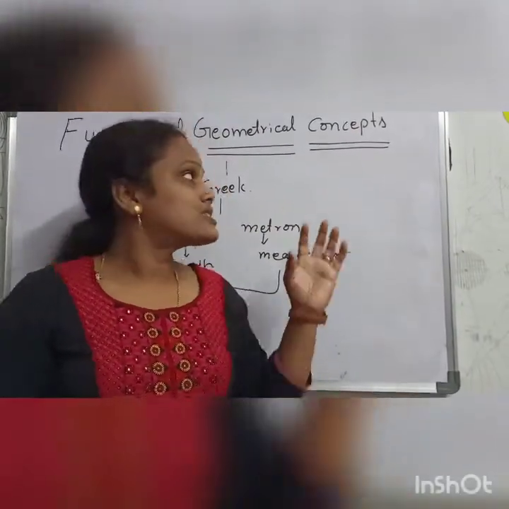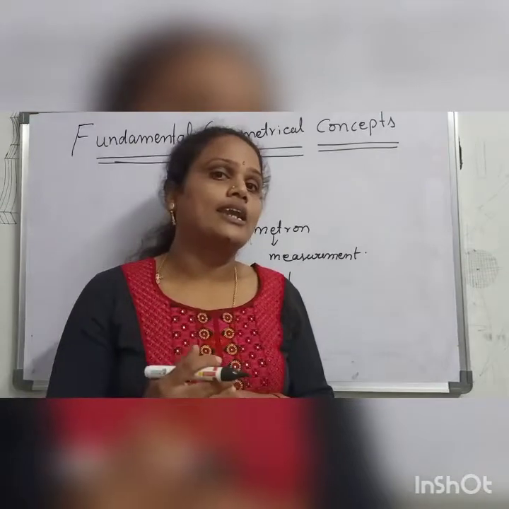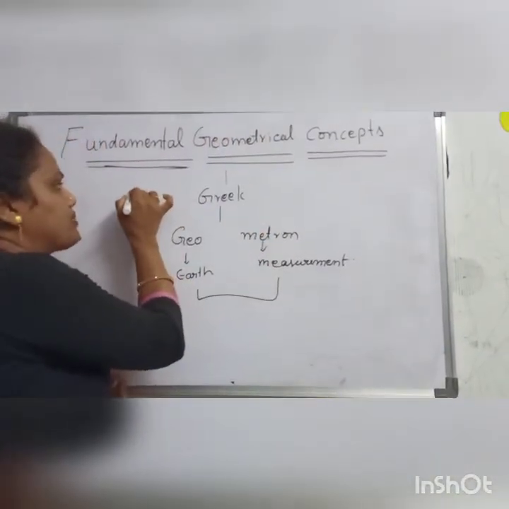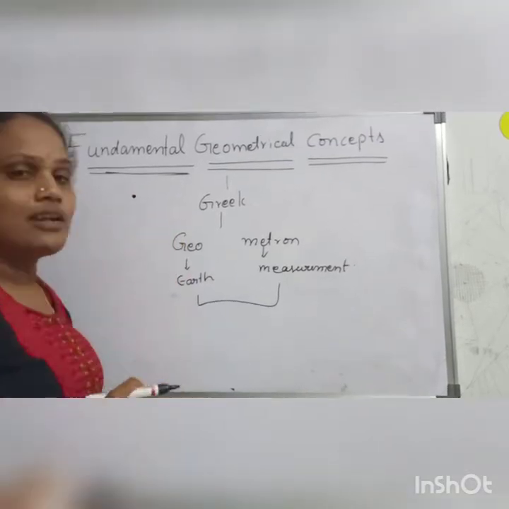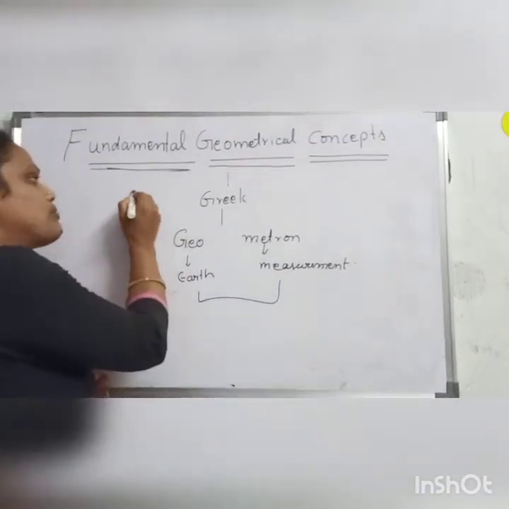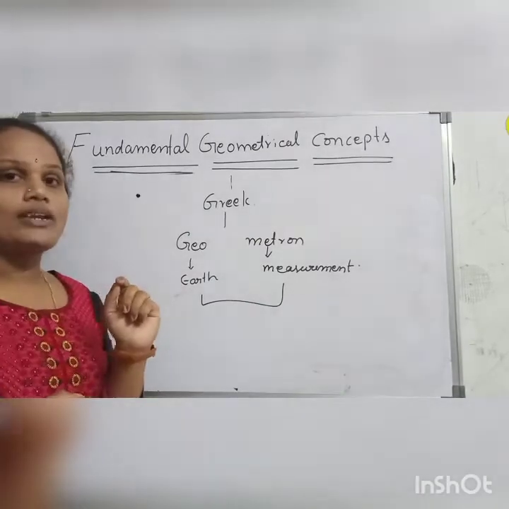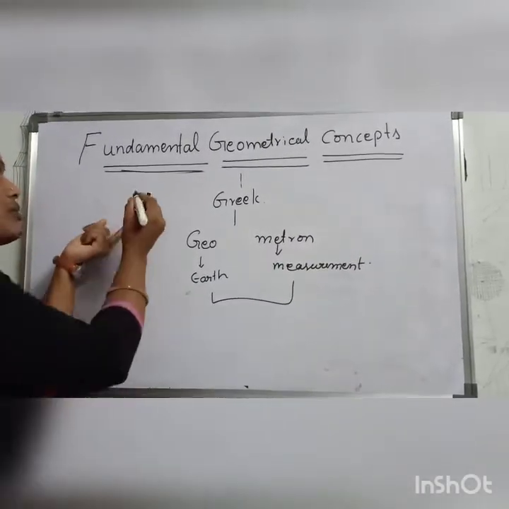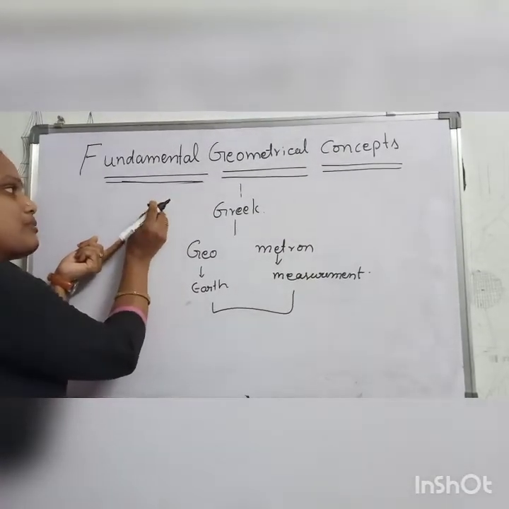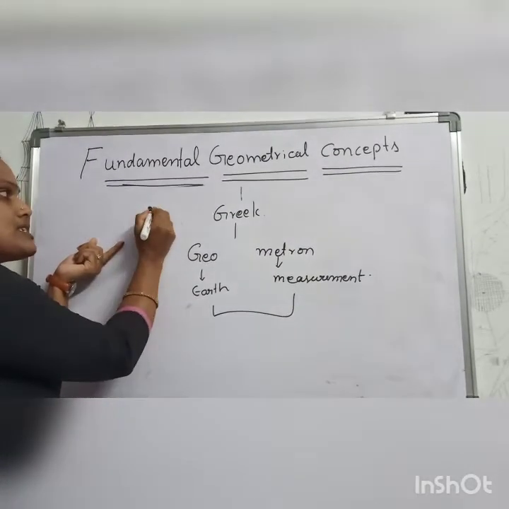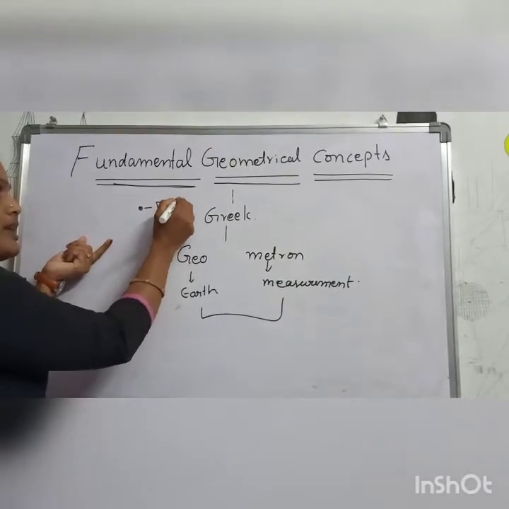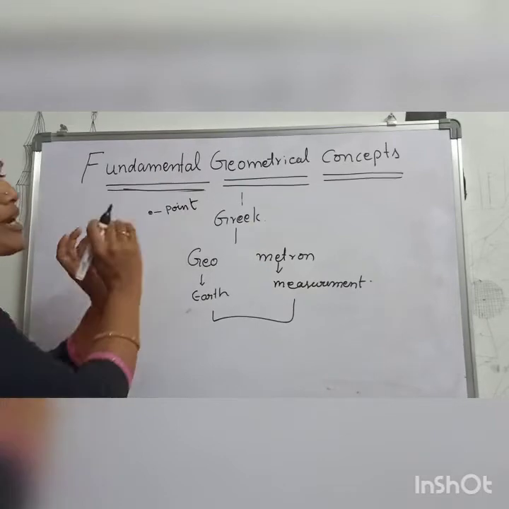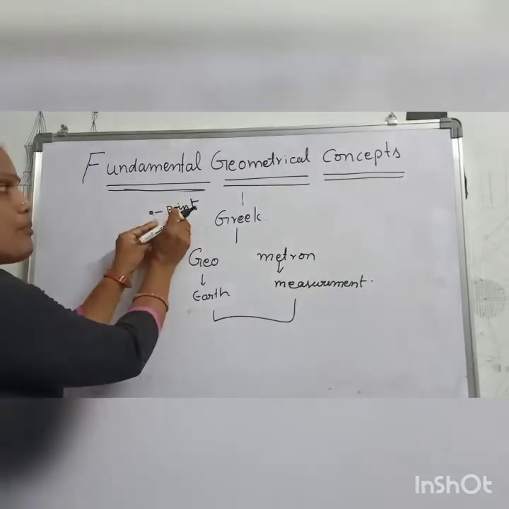These concepts start with the concept of point. First we will discuss the point. What is a point? It is one mark, one position. It takes the position of a mark. This is called a point. Fundamental geometrical concepts start with the point.